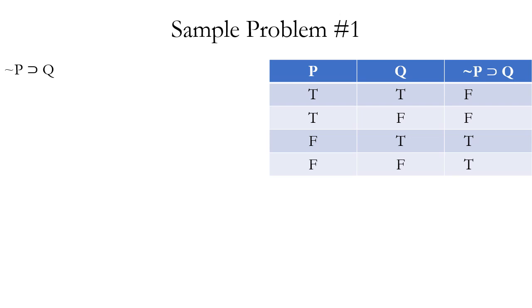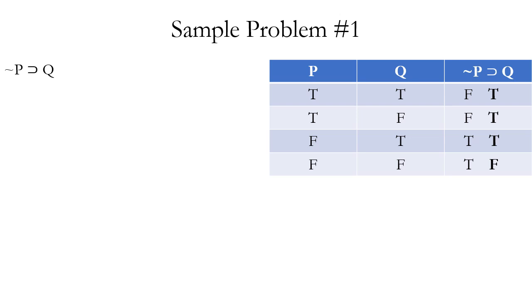The next step is to calculate the truth value under the main operator, the horseshoe. In order to do this, we have to look at the truth value of the antecedent and the truth value of the consequent. The antecedent is tilde P, so we look at the truth value under the tilde. The consequent is just Q. So we have to look at the truth value of the antecedent, tilde P, and the truth value of Q on that row to figure out the truth value of the horseshoe.